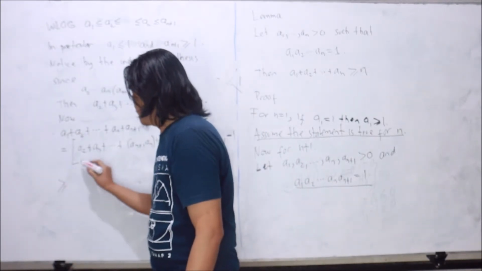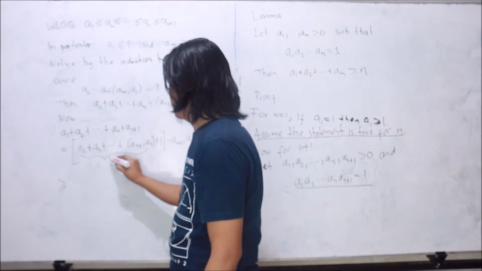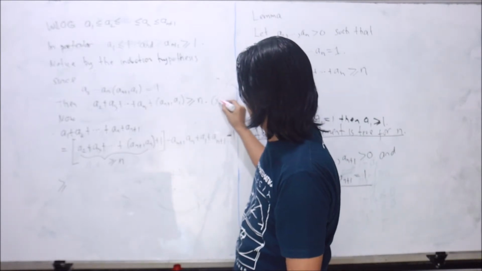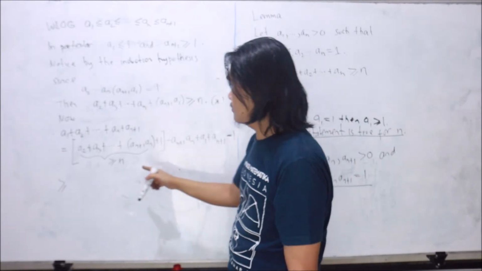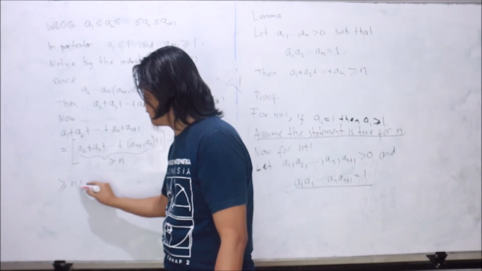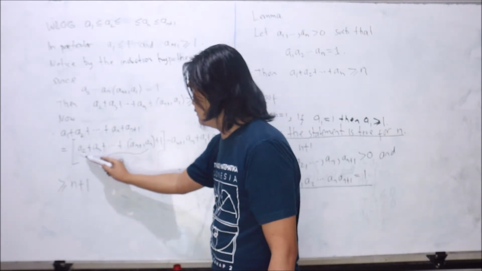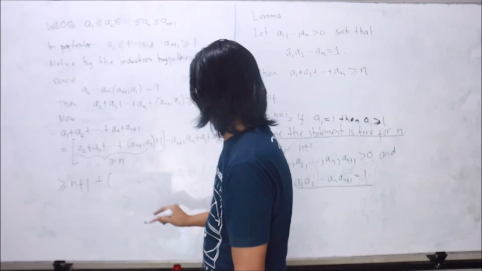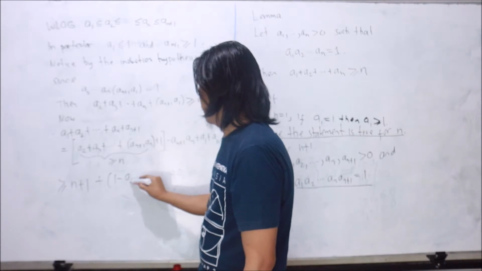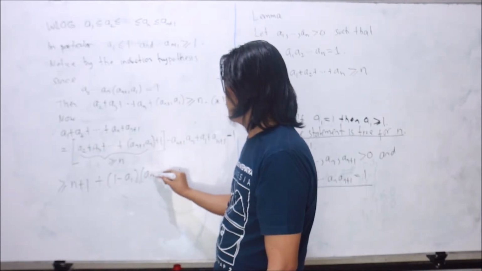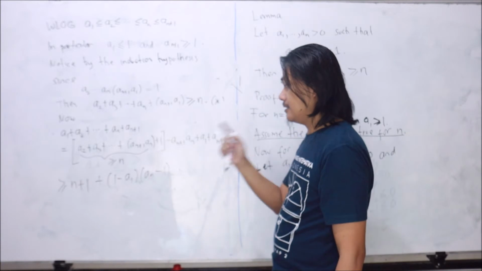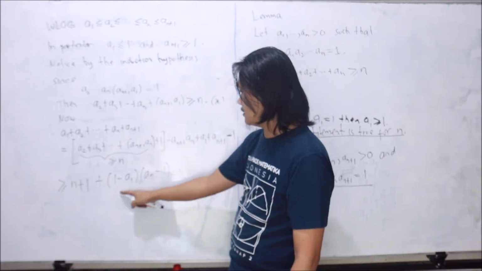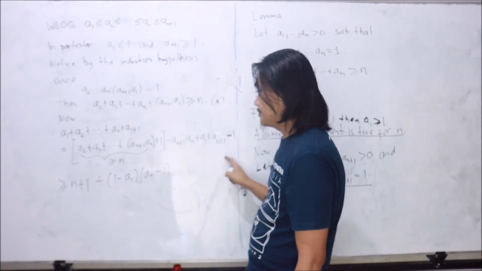But now this thing is greater or equal to n according to this fact, right? So this is greater or equal to n plus 1. This is n, and this is the 1. And then we have this guy, plus 1 minus a1 times an minus 1. Okay? You can check that the product of these two guys is exactly these 4 terms.